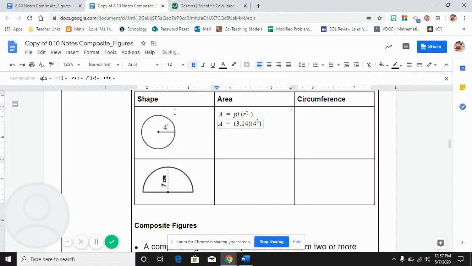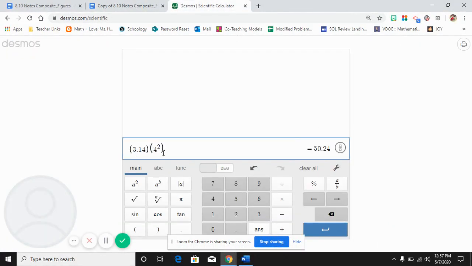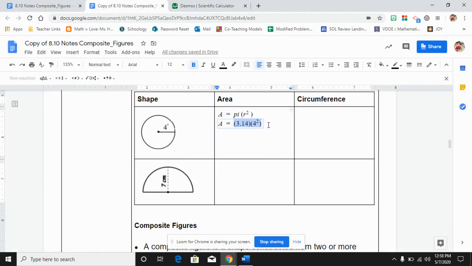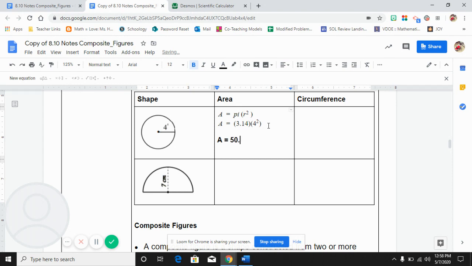Okay, we can take that and put it in our Desmos calculator. 3.14 times 4 squared, and we get 50.24. So area equals 50.24. As always, we need to include our units. Since we're talking about area, it's going to be square units. It didn't give us the name, but that little dash signifies feet. So it is 50.24 square feet.